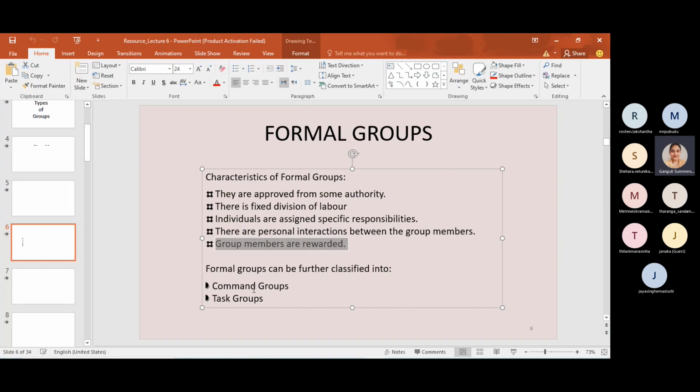Formal groups can be further classified into two other groups: command groups and task groups. So these are two types of formal groups.